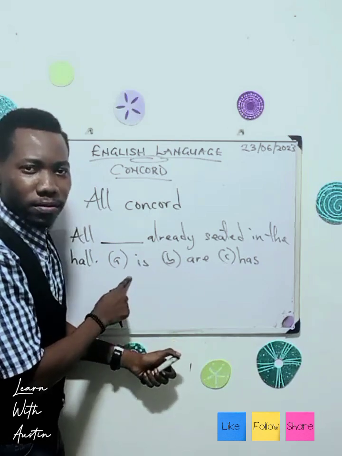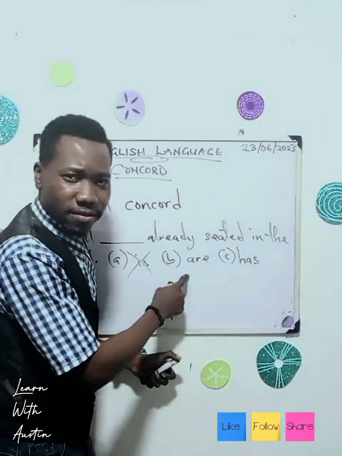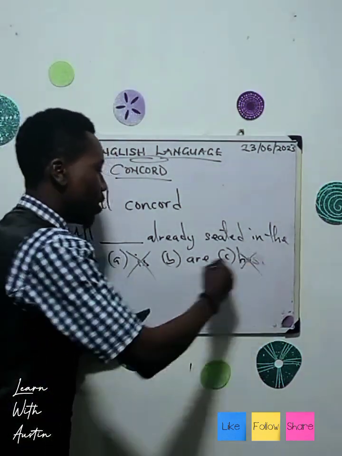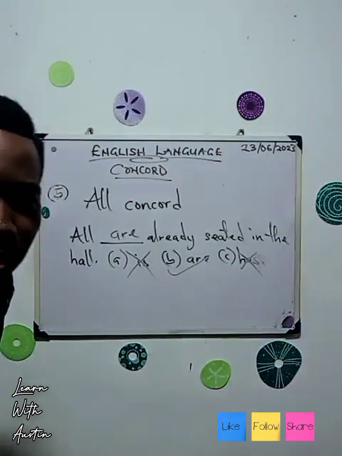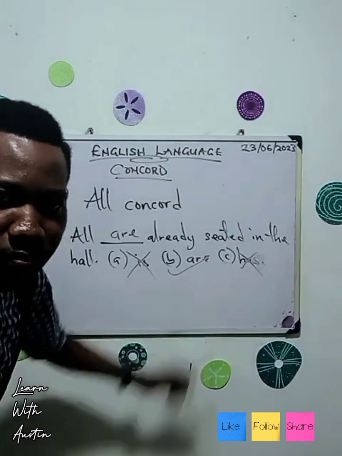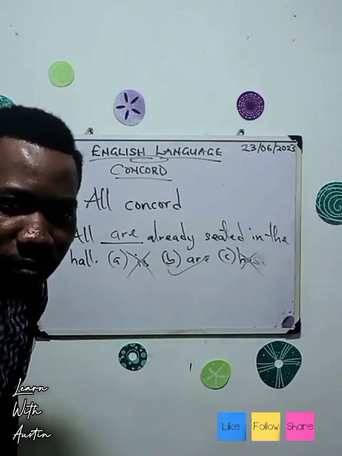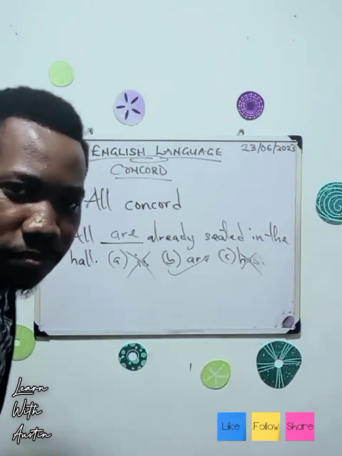Is this plural? No, singular, so that's out. Is this plural? Yes. Is this plural? This is singular, so this will not work. So this is out, and then this is your answer. All are already seated. The answer is C. No, the answer is B. Not "all" is not even close to it. Yes, we can say "has." We can say "have" rather, because "have" is plural.